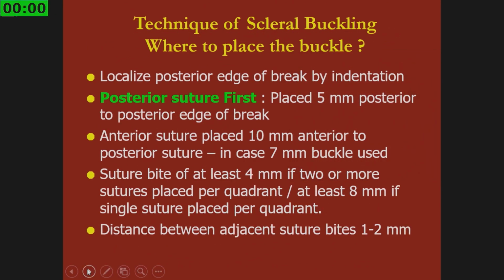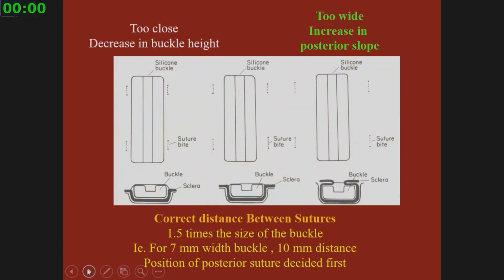Now, I'm not going to discuss this because I think I've already run out of time, but basically, when you do a buckling, you have to ensure that your sutures are at least 5 millimeters posterior to the posterior edge of the break, and the distance between your buckle sutures is 1.5 times the size of your buckle. So for a 7 millimeter buckle, you put a 10 millimeter distance between the sutures.